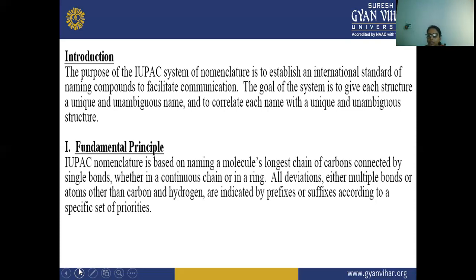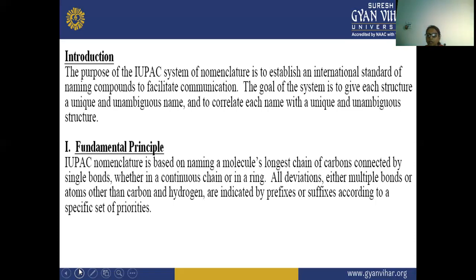So here, the introduction of this IUPAC system of nomenclature. In the introduction of the IUPAC system of nomenclature, the purpose of this IUPAC system of nomenclature is to establish an international standard of naming organic compounds, so that we can facilitate communication.